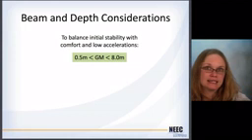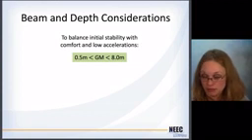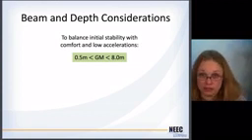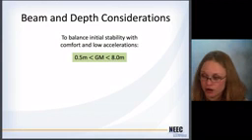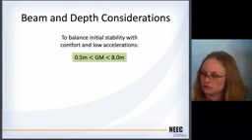Okay. So taking into account beam and depth and all that stuff, this is what you want to try and do. You want to try and balance that initial stability from GM with the comfort and the low accelerations that you're going to need for your passengers and for your cargo. So you want to try and aim for this range of having GM be somewhere between half a meter and 8 meters, depending on the kind of ship that you've got.